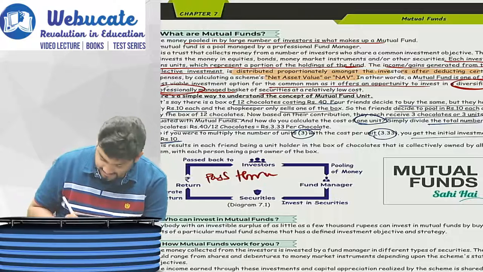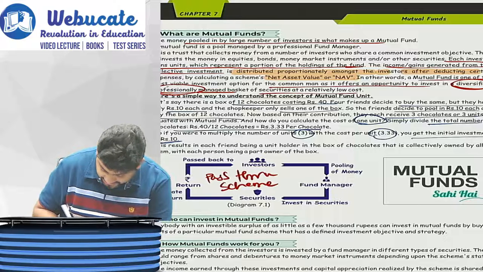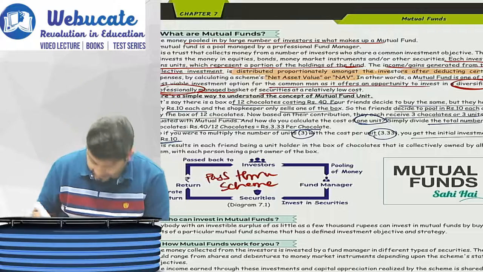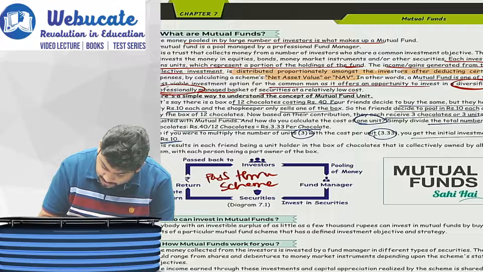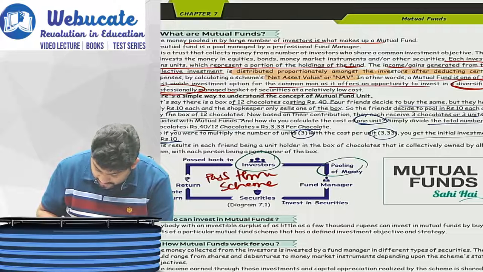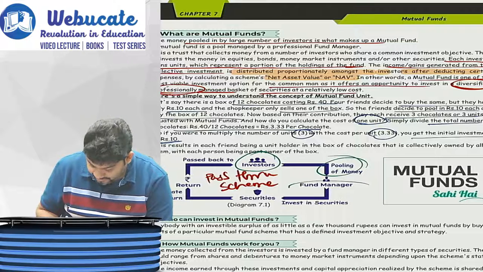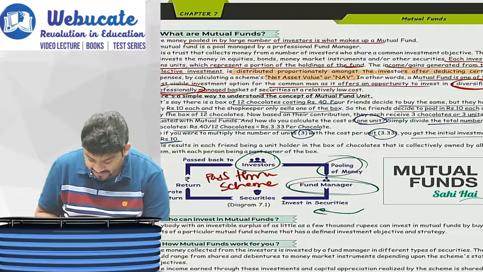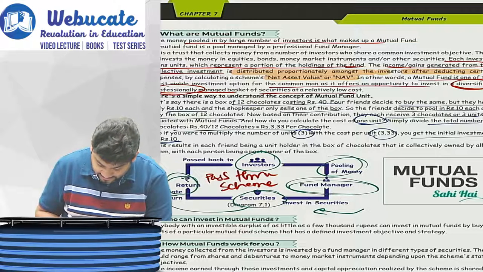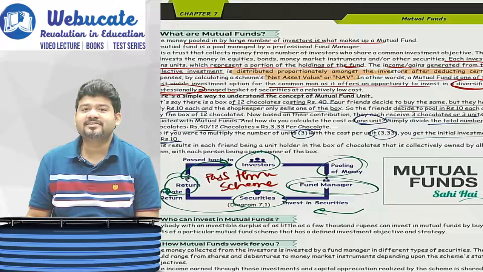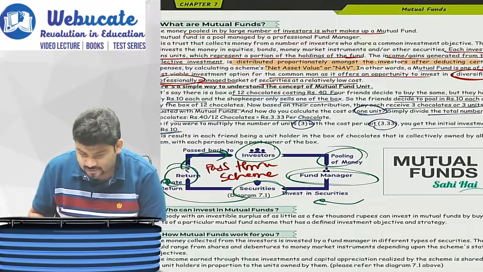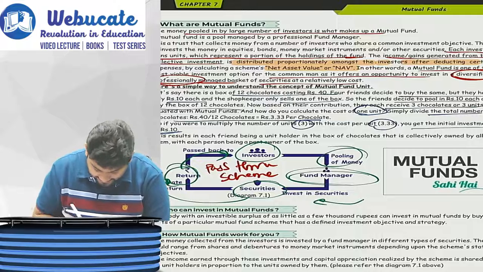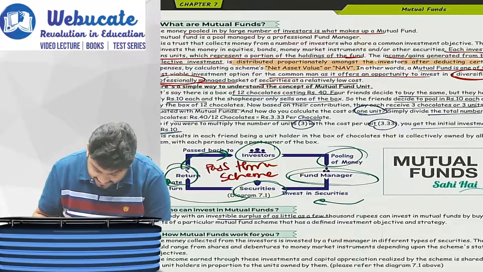Mutual funds are basically based on the fundamental of a pass-through scheme. Investors pool their money, which is given to the fund manager who invests in securities, generates a return, and passes it back to the investors. Simple. Chalo. Who can invest in mutual funds? Anybody with an investable surplus can invest.